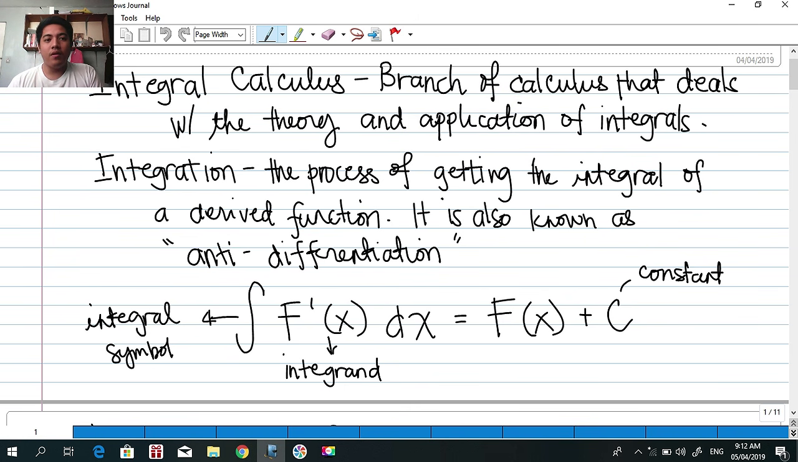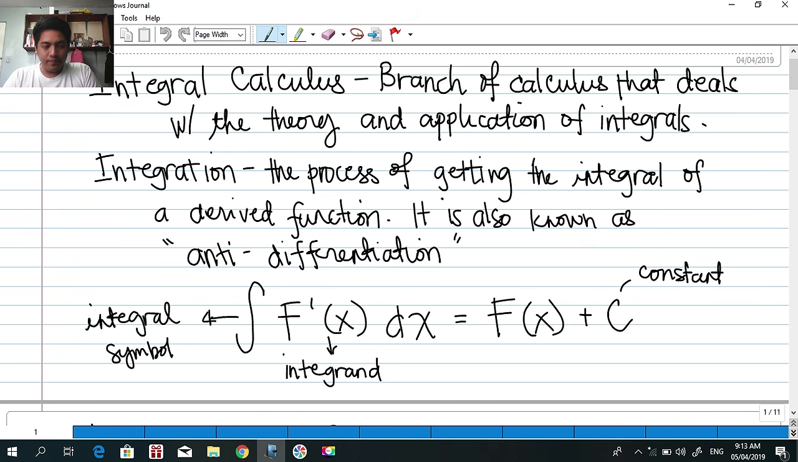Now, the integral or the integration is basically the process of getting the integral of a derived function. So in other words, when we talk about integration or integral calculus, it's basically the opposite of differential calculus. So given a derived function, we're going to get the integral. So the result should be the original function. Or in other words, integration is also known as anti-differentiation. So whenever we do integral, we're getting the original function of the derived function.